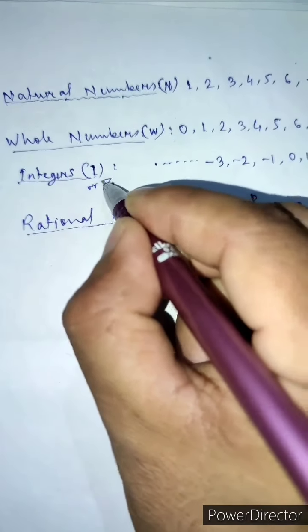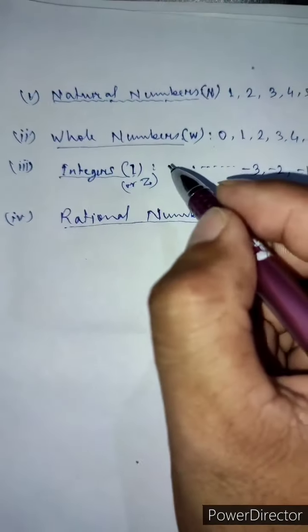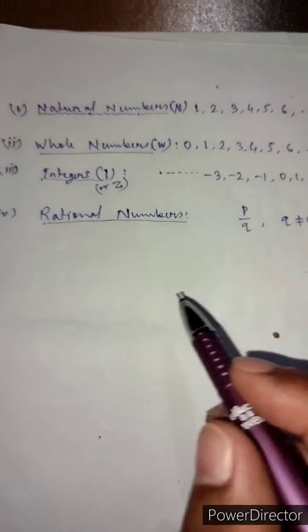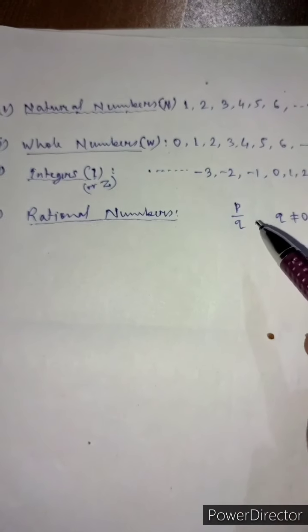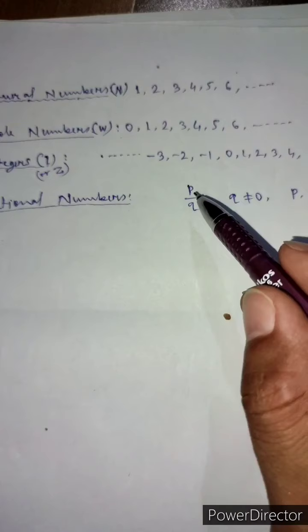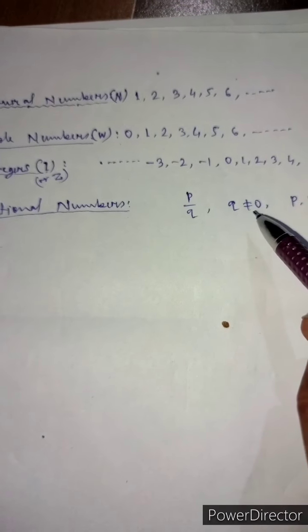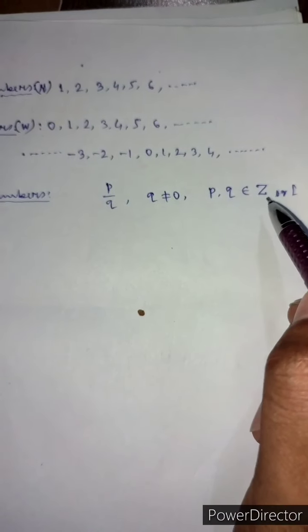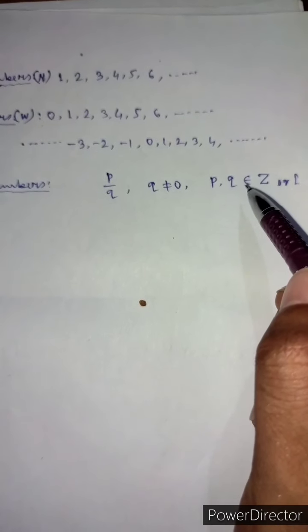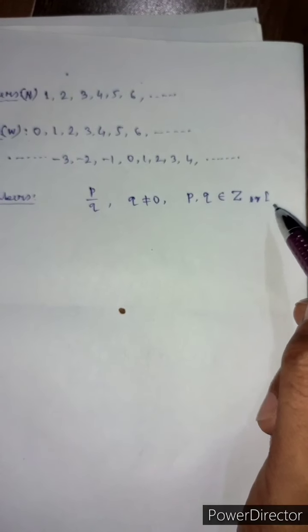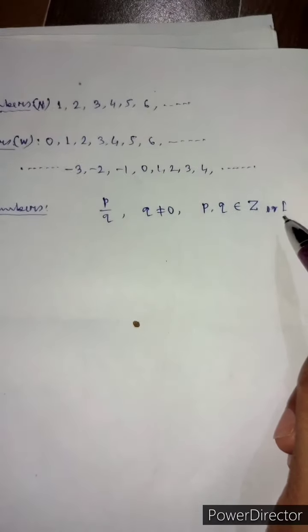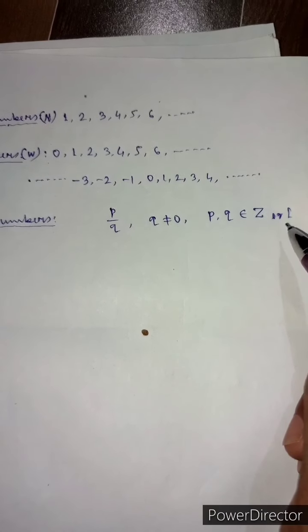and Z both. Integers are denoted by Z as well as I. So the definition of a rational number is: any number which can be expressed in the form p by q, where q is not equal to 0 and p and q should belong to Z. That means p and q both should be integers, Z or I. Then these numbers are called rational numbers.